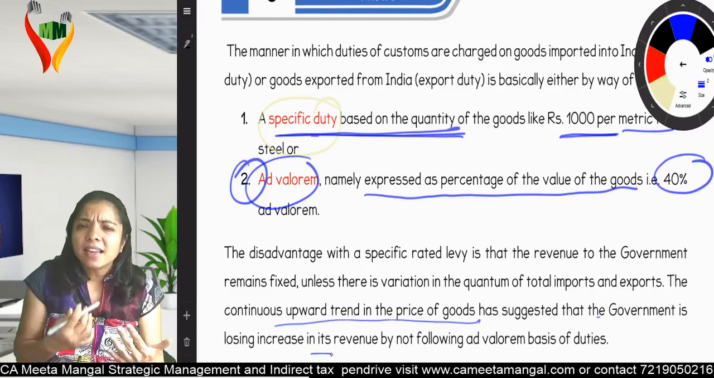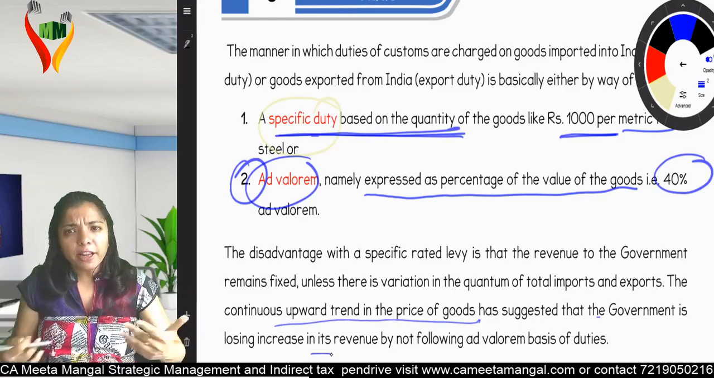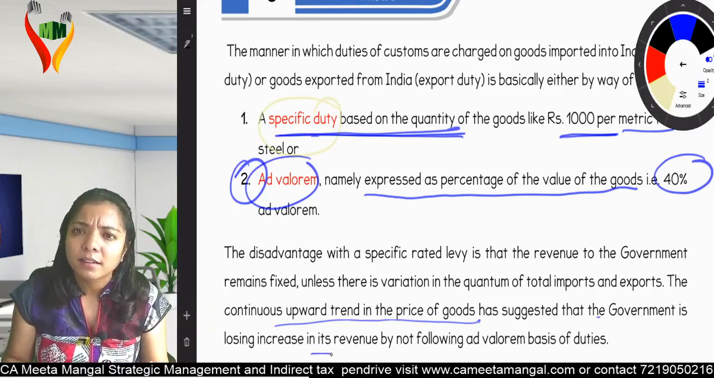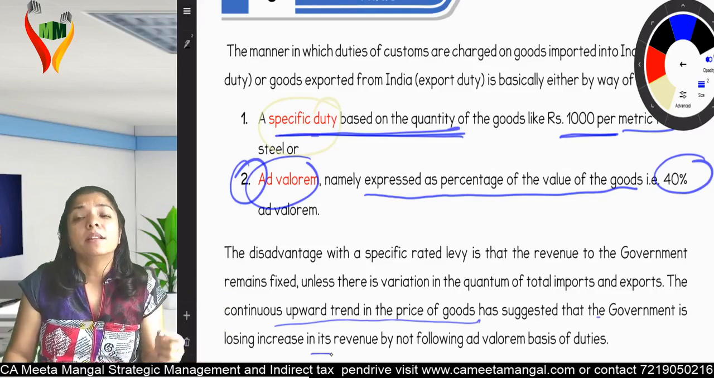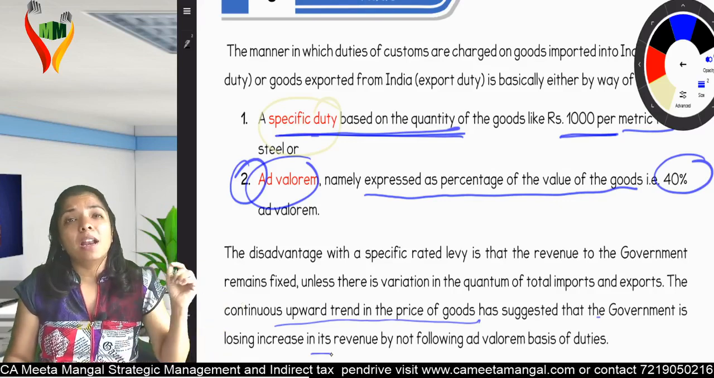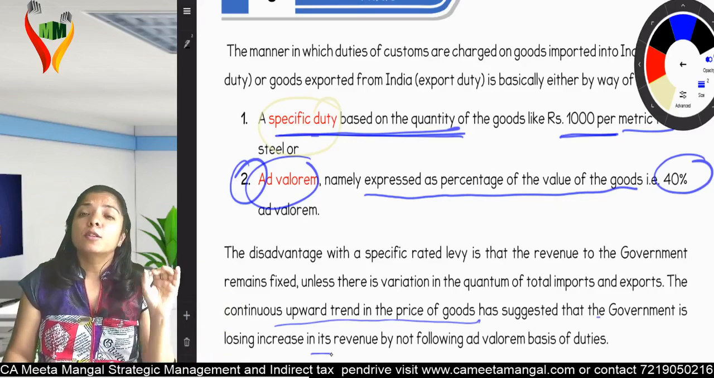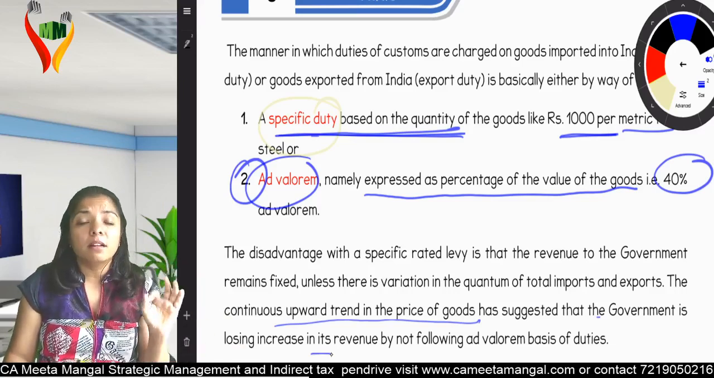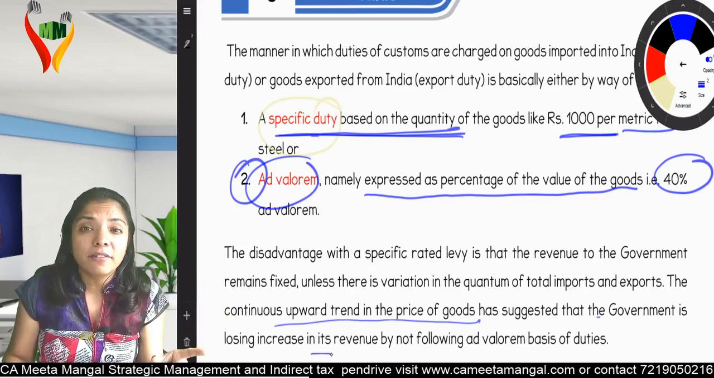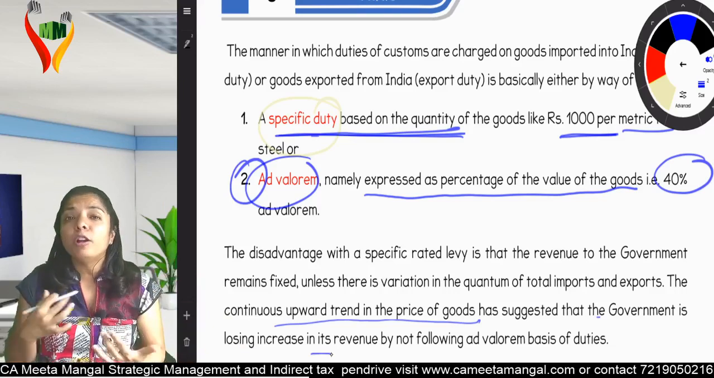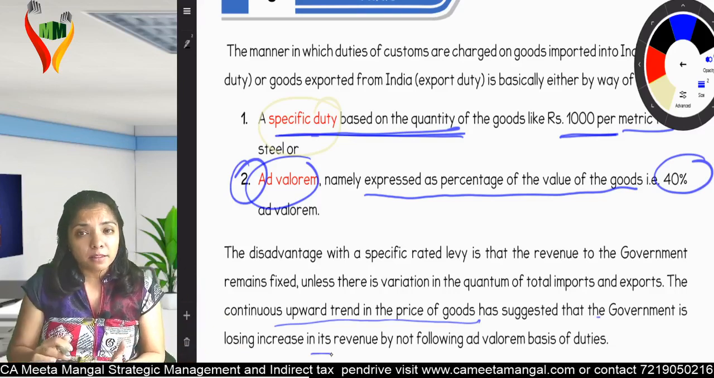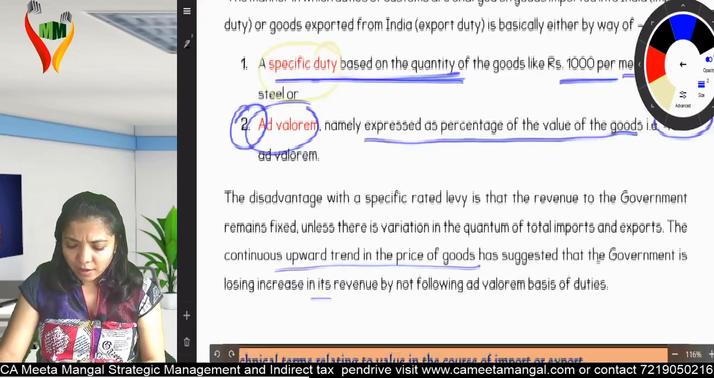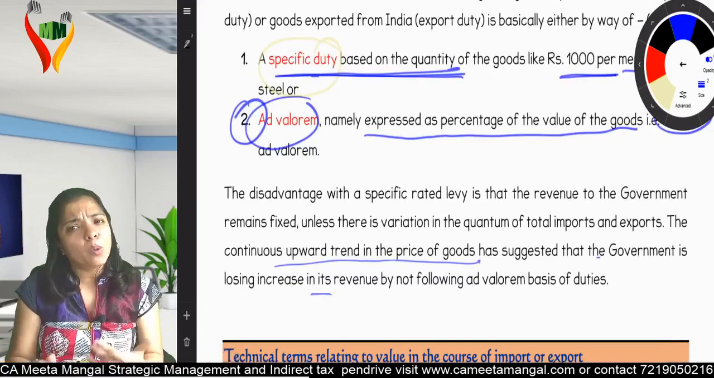See, I haven't seen prices coming down. It's always inflation only. Prices increasing and increasing only. So in that case, the government is losing revenue if they're following which method? If they're following the specific duty method, the government is losing the revenue. So the government doesn't prefer the specific duty method. The government prefers the ad valorem method. Am I clear? And here also we'll be studying ad valorem only.